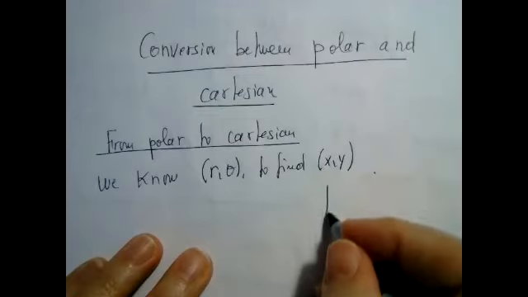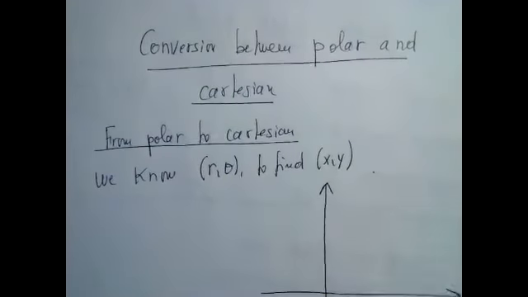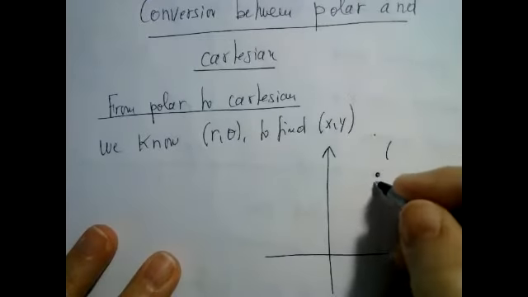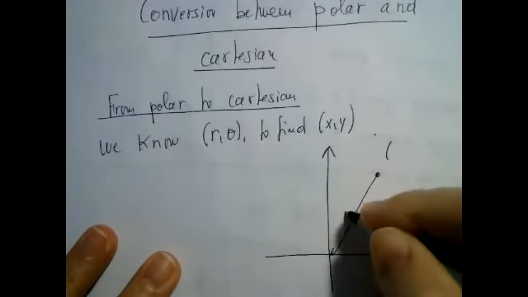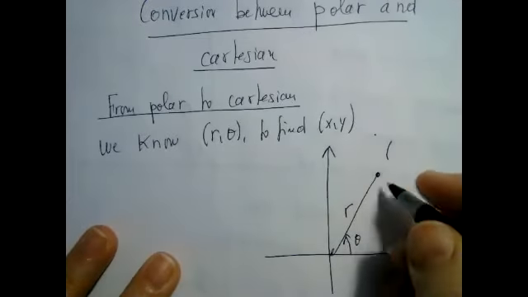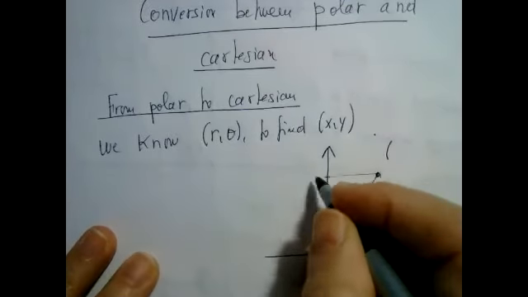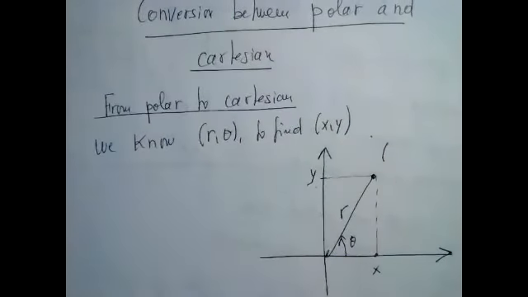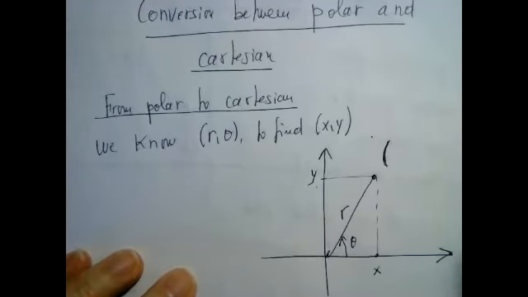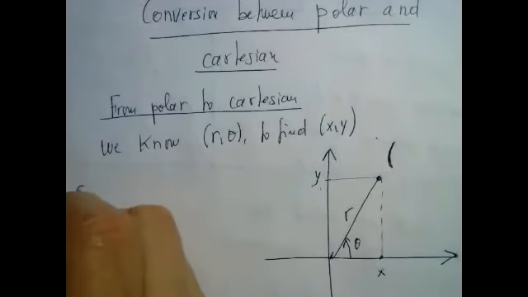Okay, so let us remember the relationship. I have a point. I know the r and the theta of it. So I know that this is r, and I know this is theta. And the question is, what's x and y?